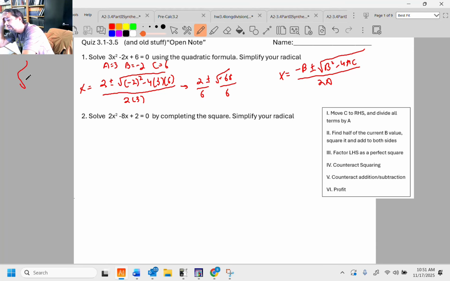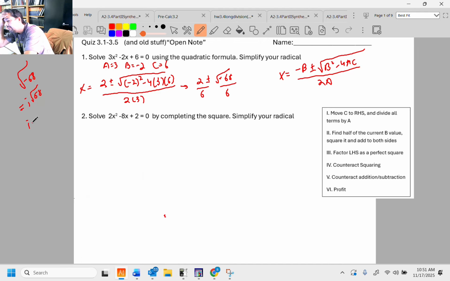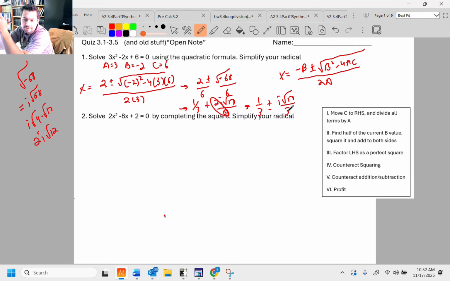Now, the square root of -68 is, first off, imaginary. 68 ends in an 8. It's likely divisible by 4. So it's going to be the imaginary root of 4 times the root of 17. And the root of 4 is 2. So 2i root 17. 2 over 6 is 1 over 3. Let's put this 2 in place: 2i root 17 over 6. And you can still do that reduction. We get 1/3 plus or minus the imaginary root of 17 also over a 3. And those are your two answers.